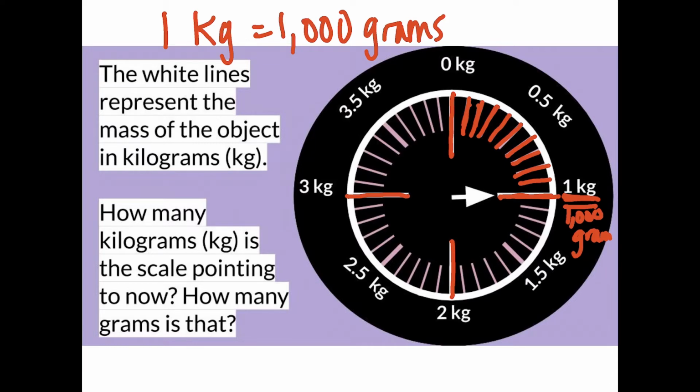Now, what if this arrow went to 2 kilograms? Well, we know from here to here is another 1,000 grams, right? 100, 200, 300, 400, 500, 600, 700, 800, 900, 1,000. So if we were to add this one up, let me change the color real quick, and this one, that would give us 2,000 grams.